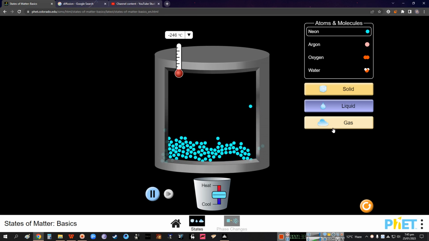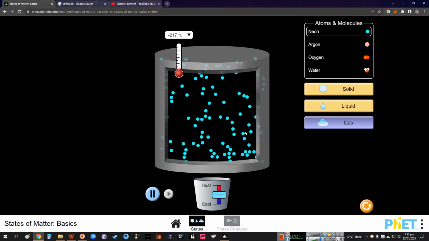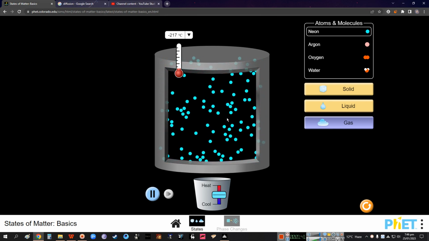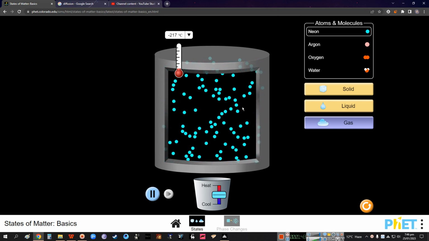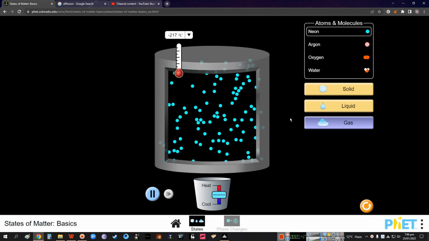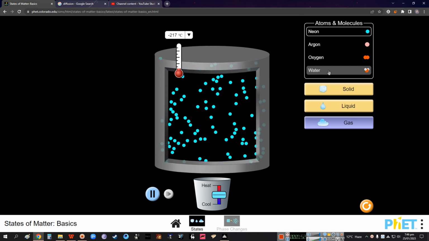If I turn it into a gas, now you can see gas particles have free movement, and they do not interact much with one another other than the fact that they collide and push each other apart. So this is what is happening. So this is gas. So I'm just going to start with water, right?